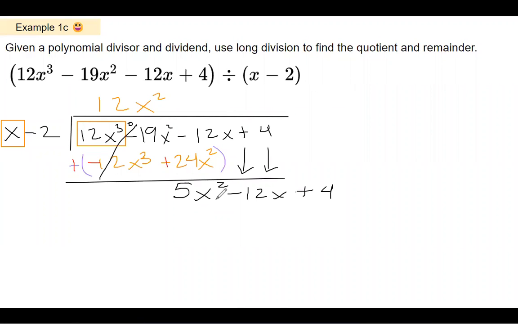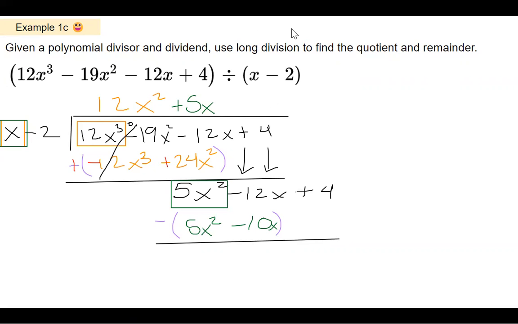Joel, what do I do next? Focus on my first terms. We have 5x to the power of 2 and x. What do I multiply x by to make it 5x squared? 5x. So let's write plus 5x and multiply that. Remember that we have our parentheses, minus. Now we have 5x squared minus 10x. All right, let's simplify.